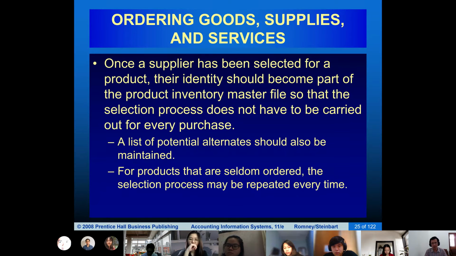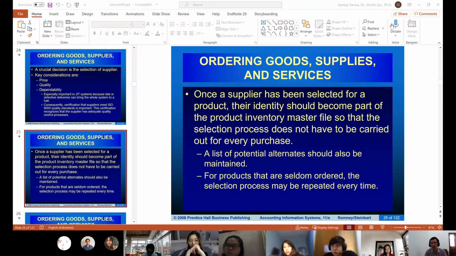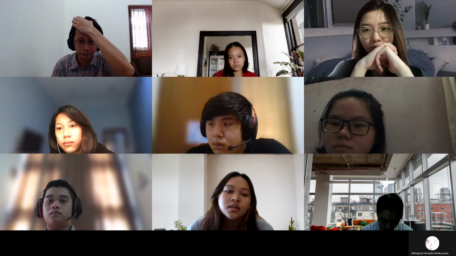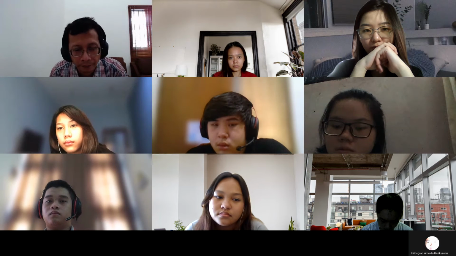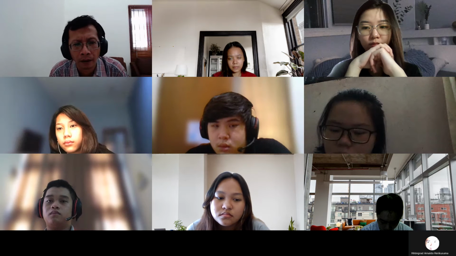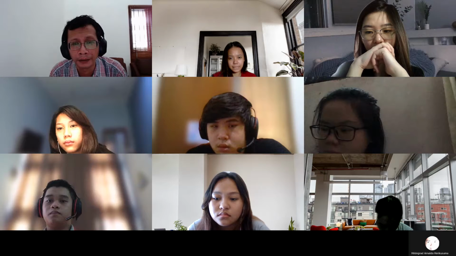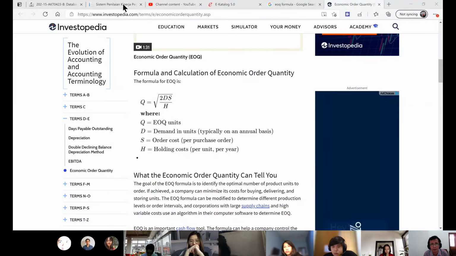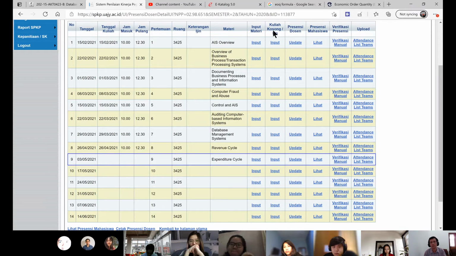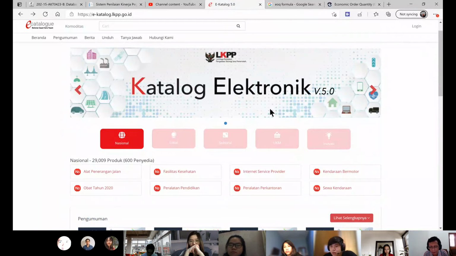Now, let me give you an example of an e-catalog owned by the government of Indonesia. Can you see this? Catalog Electronic V5.0. Is it visible? Yes, sir. Okay, good. So this is the catalog owned by the government of Indonesia.